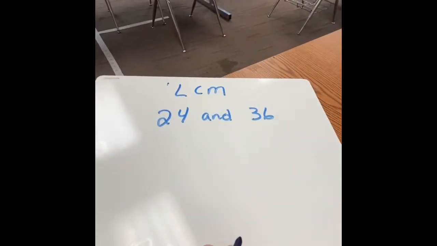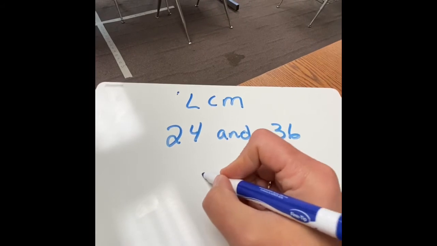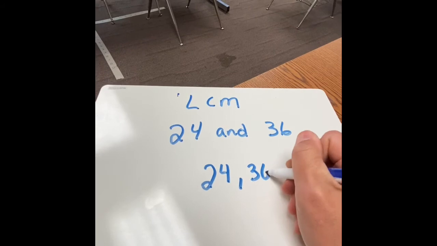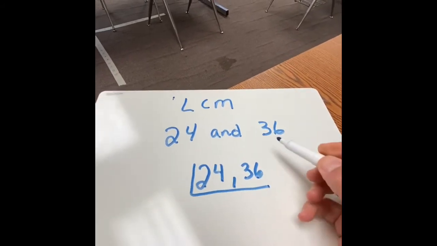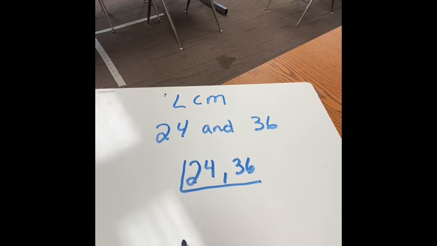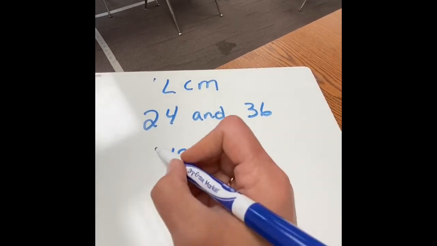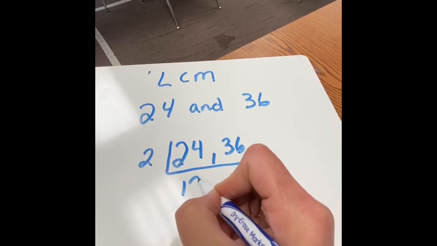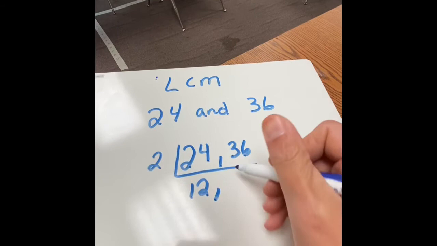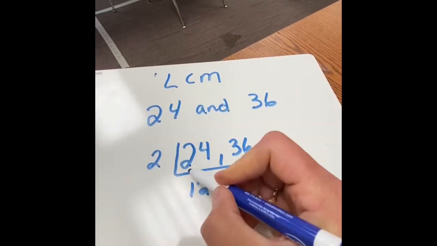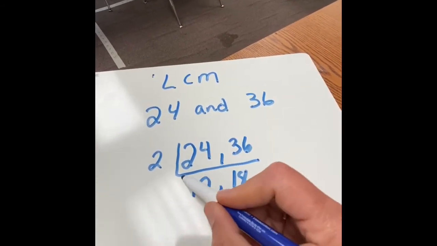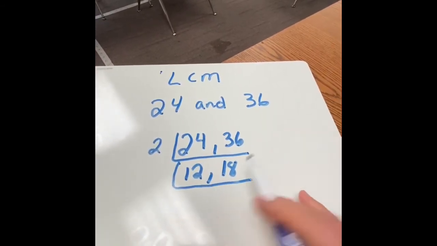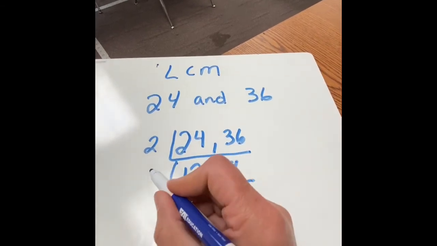Let's do one more with the ladder method of 24 and 36. Remember, upside down division sign. What can go into 24 and 36? Well, they're both even numbers, aren't they? So let's do a 2. 24 divided by 2 is 12. 36 divided by 2 is 18. They're both even numbers again. So, or what else besides 2? Let's look. Let's go ahead and do 3.